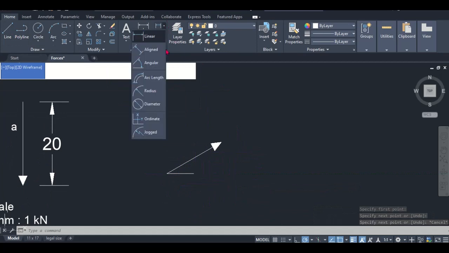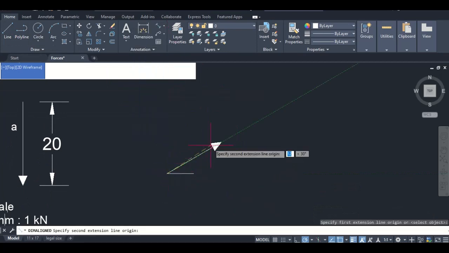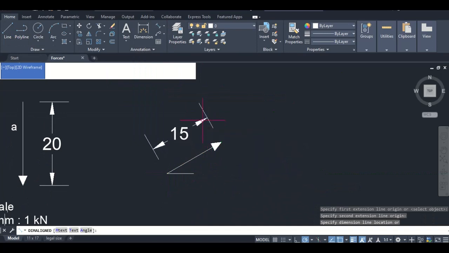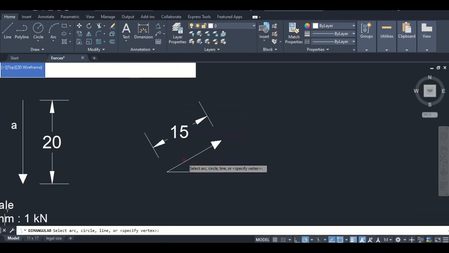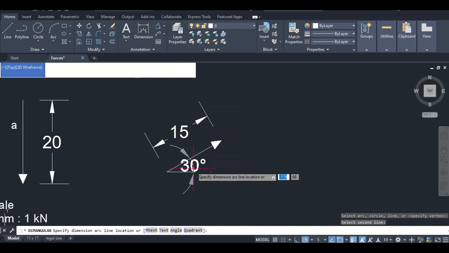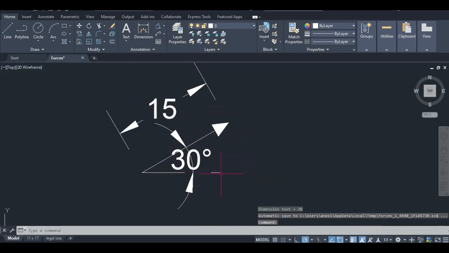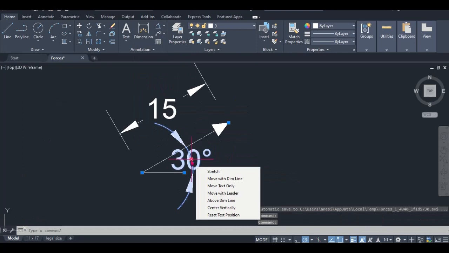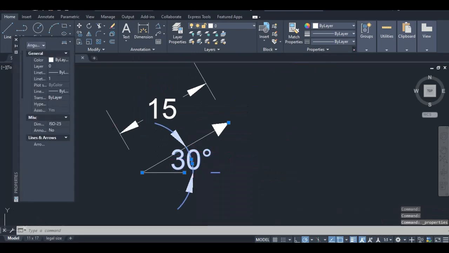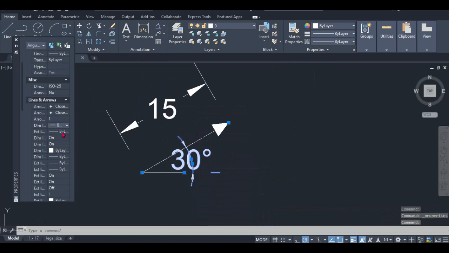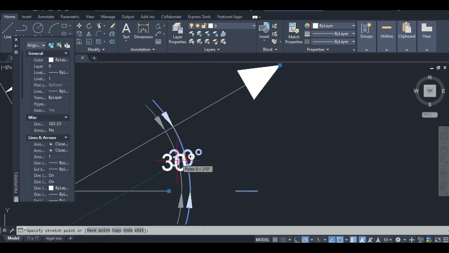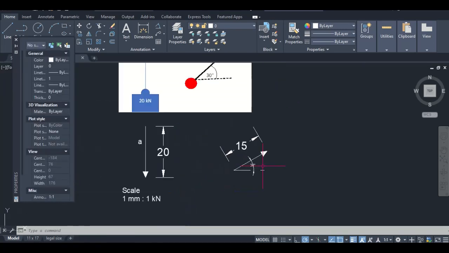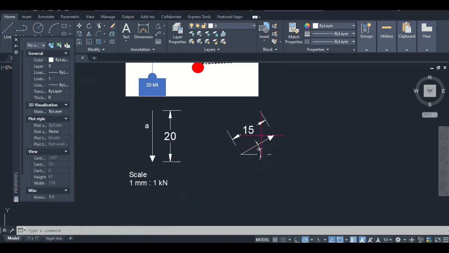And I'm going to be dimensioning. So I'm going to use a line this time because it's at an angle. So there you have the 15. Then I'm going to use angular to get my angle between here and here. There's the 30 degrees. Now, because of the scale of my drawing, this 30 degrees is a little bit big. So I'm just going to reduce the size. And now remember, I'm going to label my force.